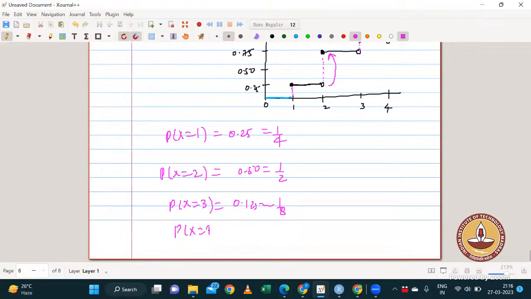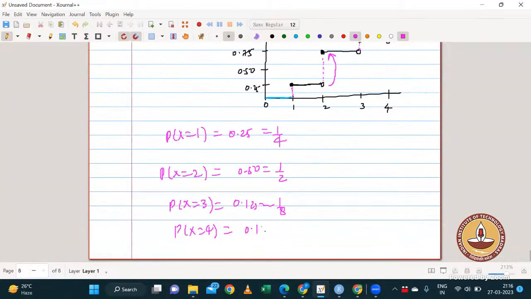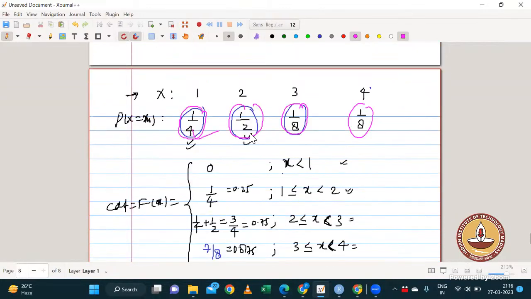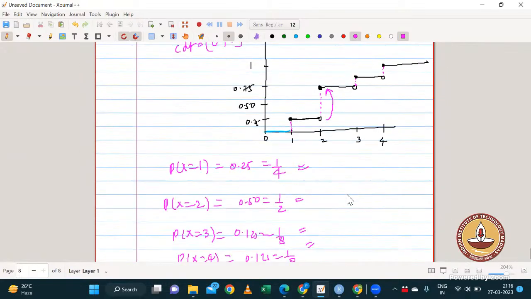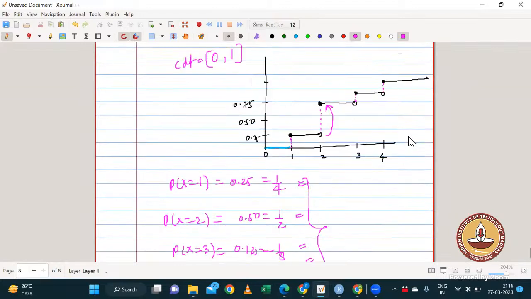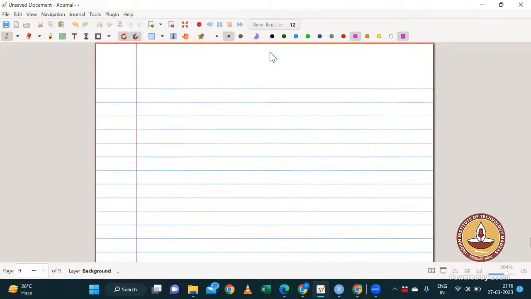How much jump is at x equal to 4? So 0.875 to 1, it's again 1 by 8, right? Yes, sir. So these values are same as given in the table. So we can get the PMF values from the CDF graph also. At every jump, it shows the probability. Funda is clear? CDF and graph of CDF. Yes, sir. Clear. Okay.